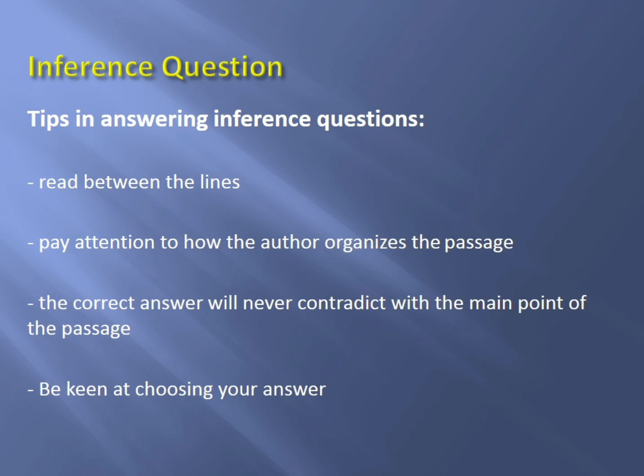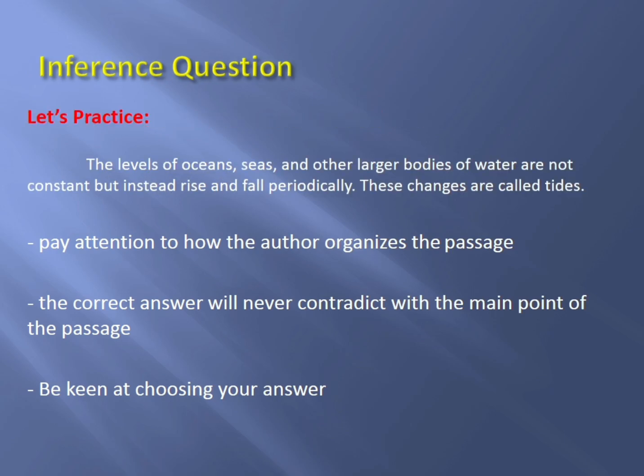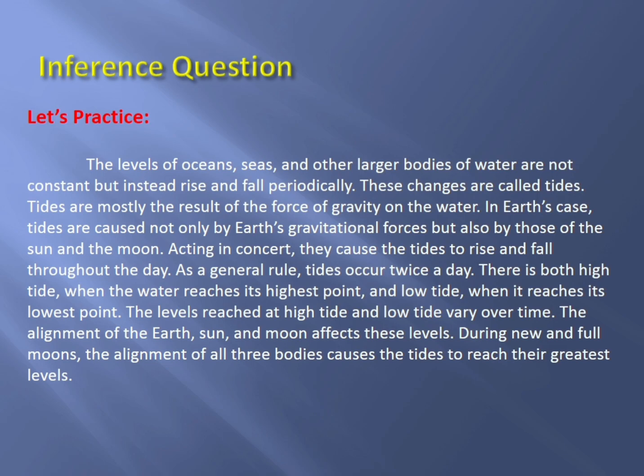Now, let us check how you understand the strategies I gave and see how they work in solving an inference question. Here is a part of a reading passage. It says, the levels of oceans, seas, and other larger bodies of water are not constant but instead rise and fall periodically. These changes are called tides.